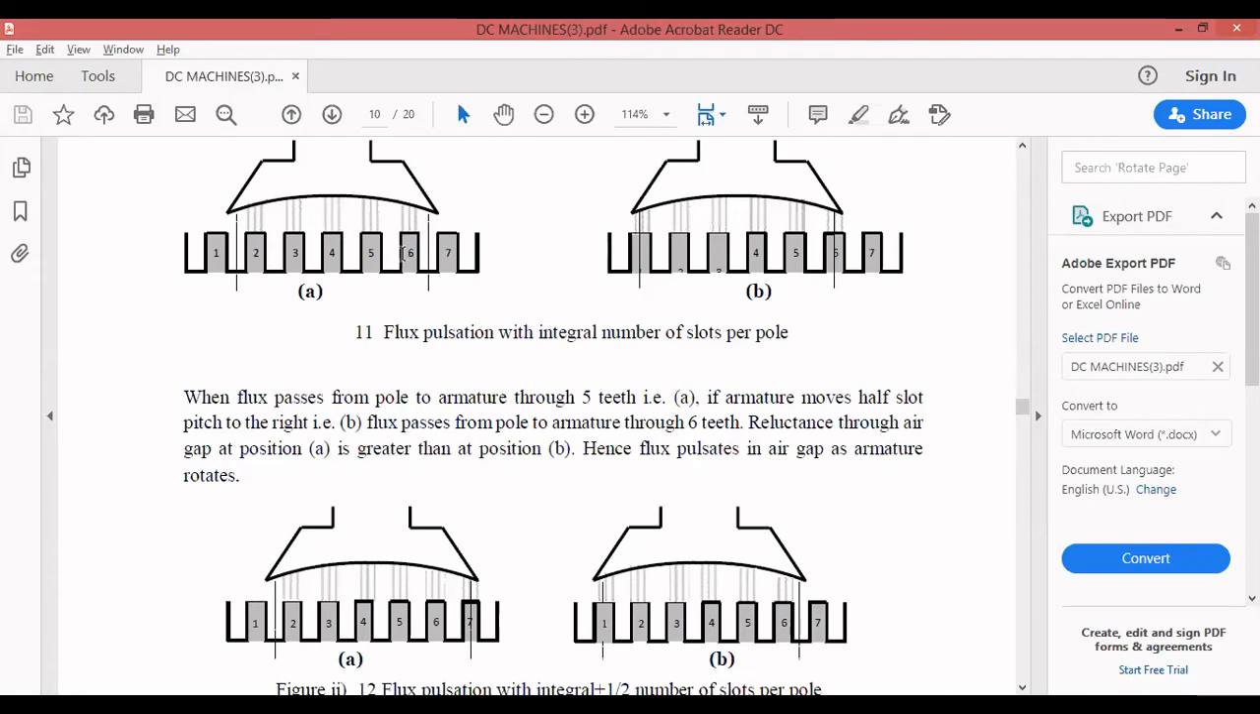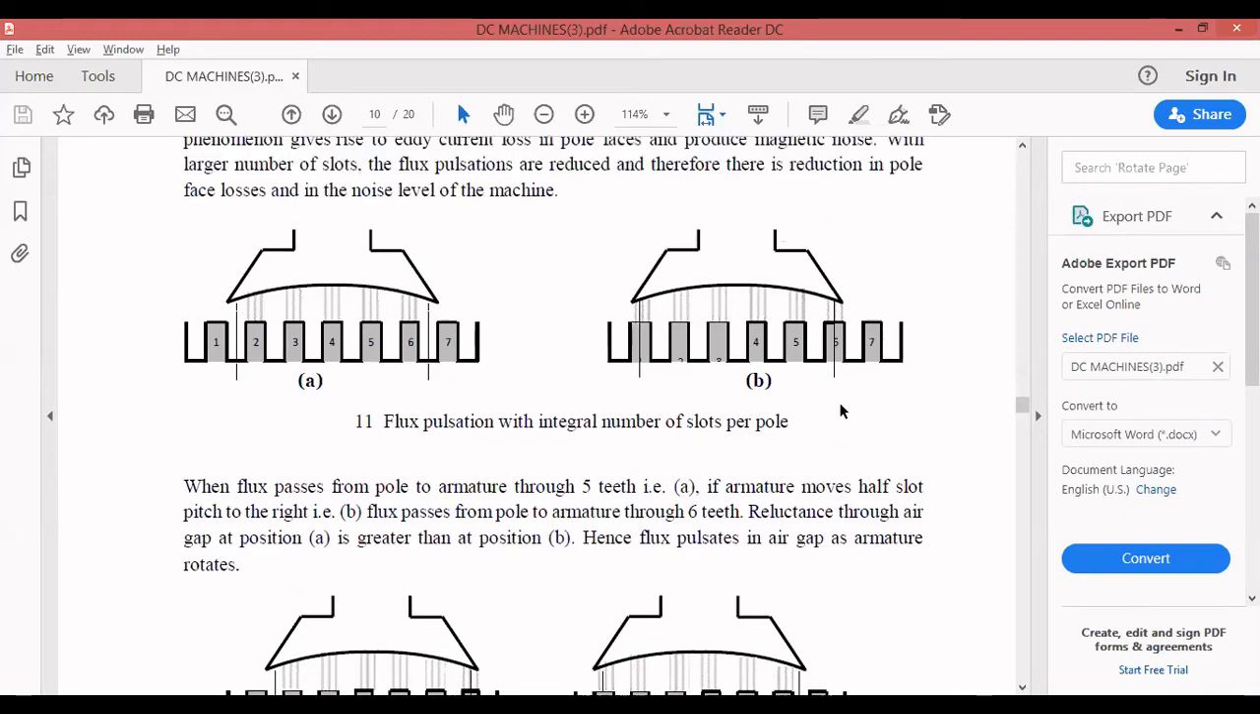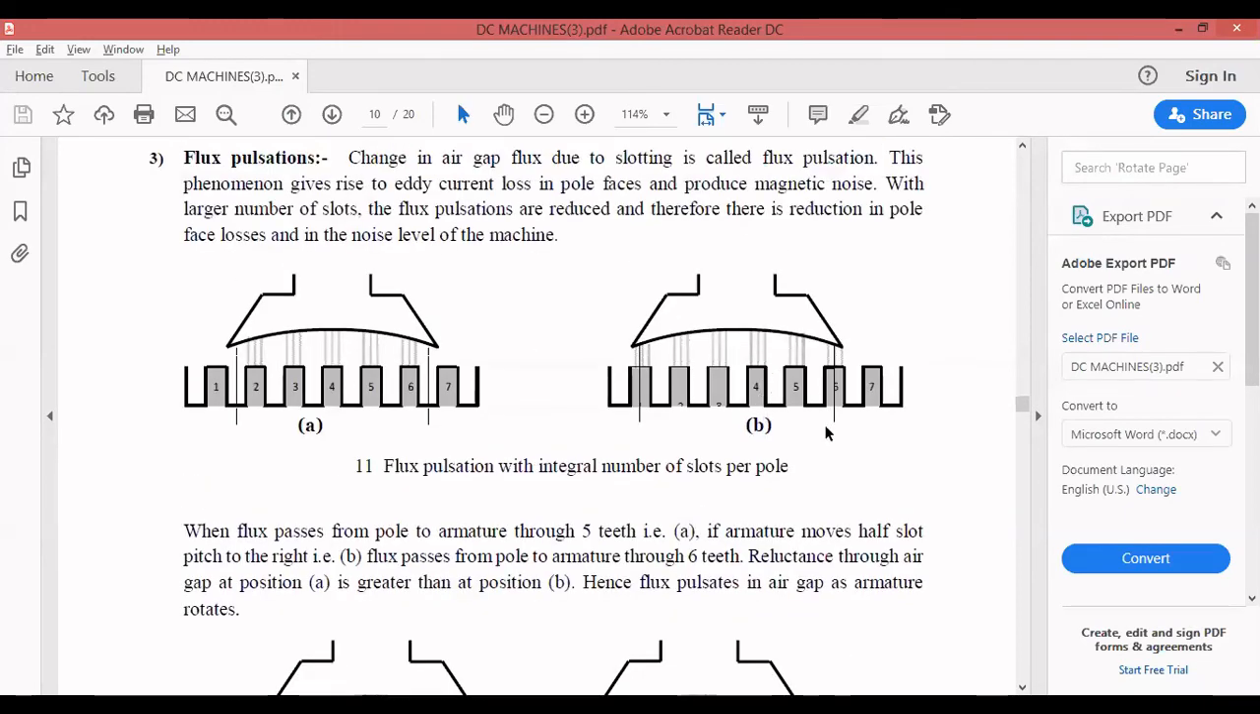If fewer teeth come under the pole arc, there will be more reluctance in the air gap. If more teeth come under the pole arc, there will be less reluctance, and the flux pulsation will also be less. When will the flux pulsation become more? Definitely when there is more reluctance in the air gap. When there is more opposition to the flow of flux, there will be flux pulsation, which is nothing but a disturbance in the flux.